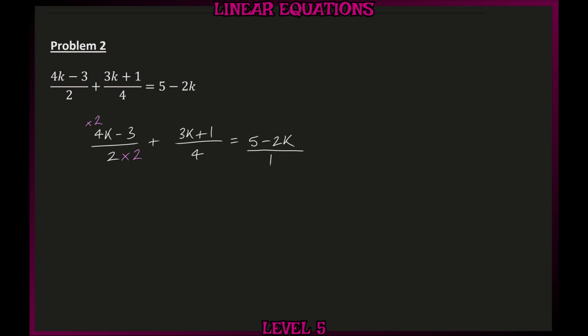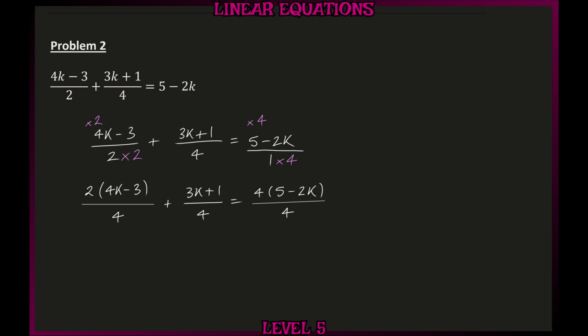The second fraction already has a denominator of 4, so we don't need to change that. And on the right, we need to multiply 1 by 4 to make 4, so we do the same to the numerator. So going back to the left, we can multiply the numerator by 2, so we get 2 times 4k minus 3, and on our denominator 2 times 2 is 4, plus 3k plus 1 over 4 is equal to, and we can multiply the numerator on the right by 4, so 4 times 5 minus 2k divided by 1 times 4, which is 4.